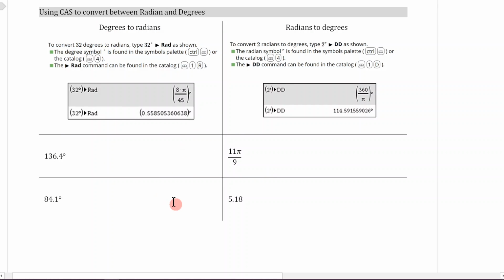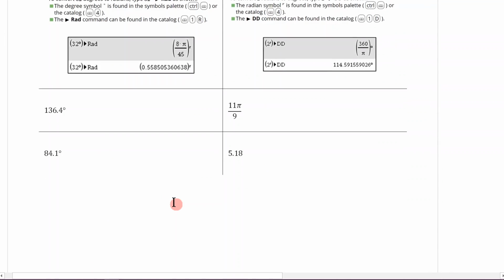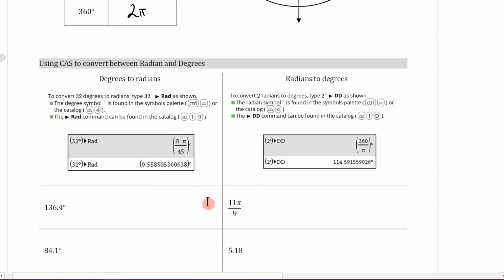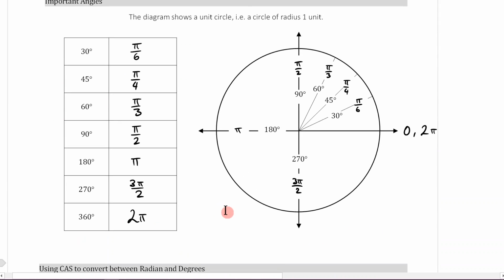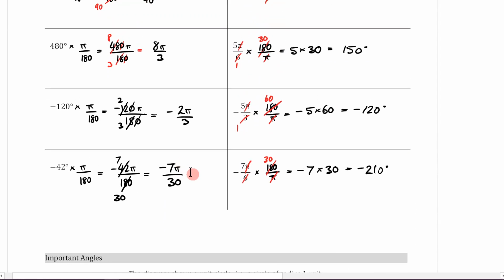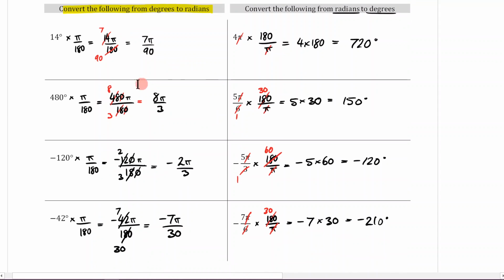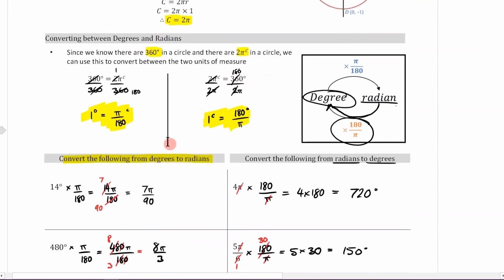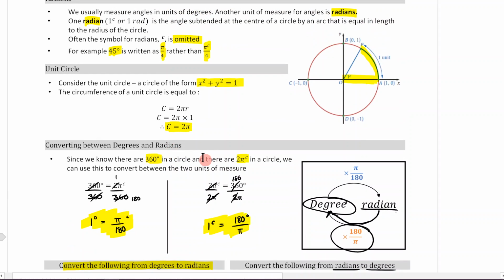So hopefully you wrote those all in, and yeah, that's all I really want to say. So hopefully you feel comfortable using your calculator. Hopefully you know about these very important angles that you need to know, and hopefully you feel comfortable in converting from radians to degrees to radians. And you also just have a good understanding of what radians are.